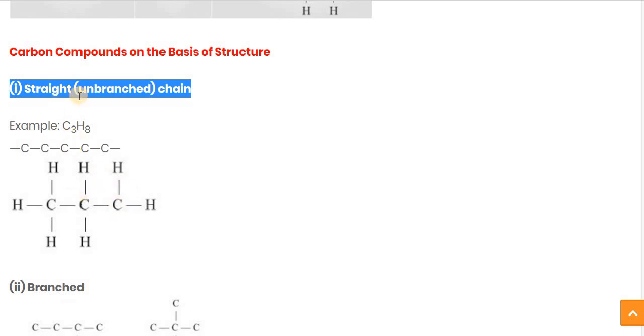So the straight, or unbranched chain, and the example of a straight line carbon compound is C3H8, and it is propane. Here one more hydrogen is there.